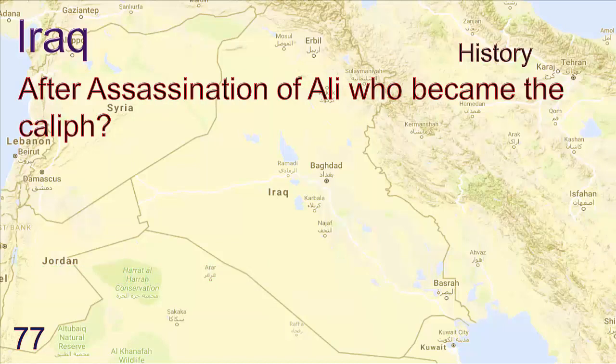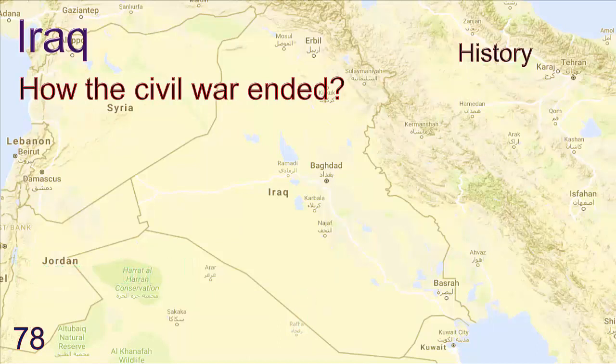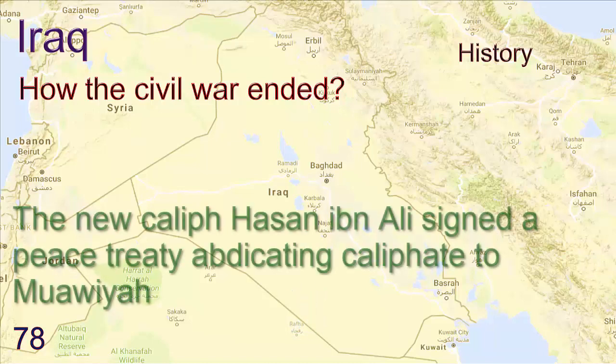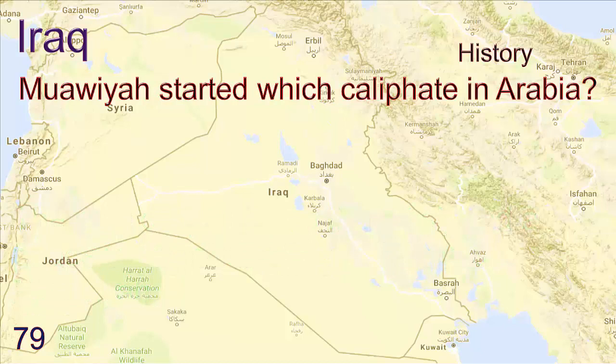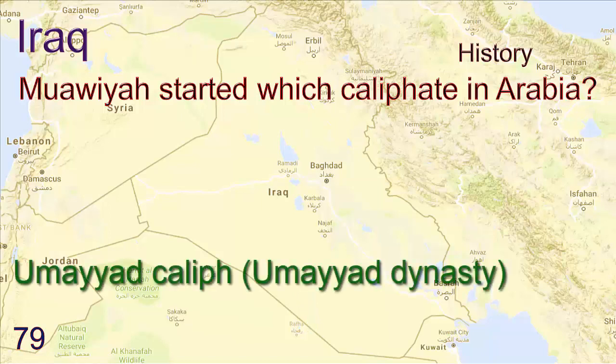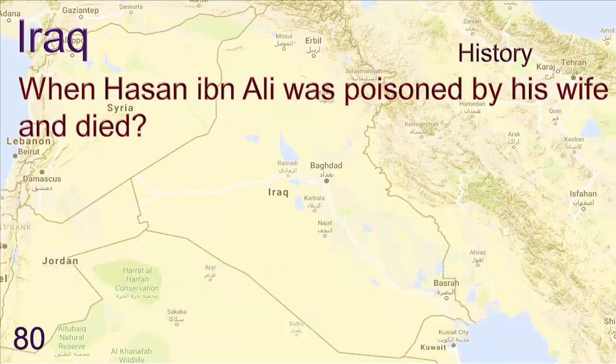After assassination of Ali, who became the Caliph? Answer is Hassan ibn Ali. How the civil war ended? The new Caliph Hassan ibn Ali signed a peace treaty abdicating Caliphate to Muawiyah. Muawiyah started which Caliphate in Arabia? Answer is Umayyad Caliphate. When Hassan ibn Ali was poisoned by his wife and died?